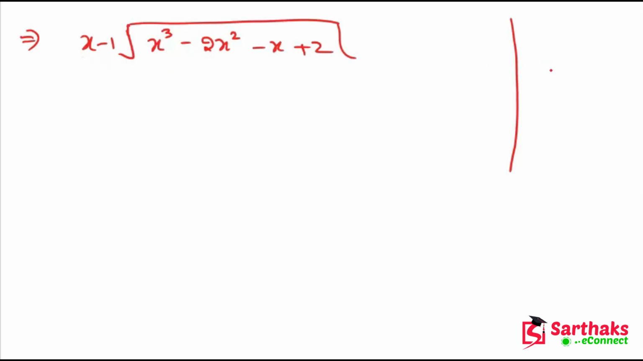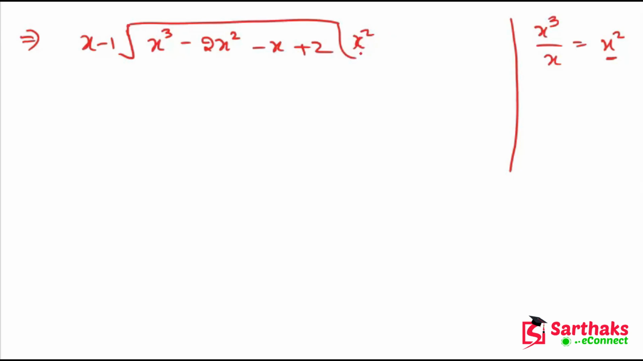Okay, so first of all we have to divide the first term of the dividend, that is x cube, by the first term of the divisor, that is x. After solving this we get x square. This is the first term of the quotient, that is x square.